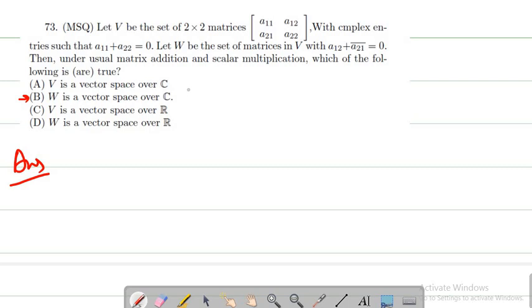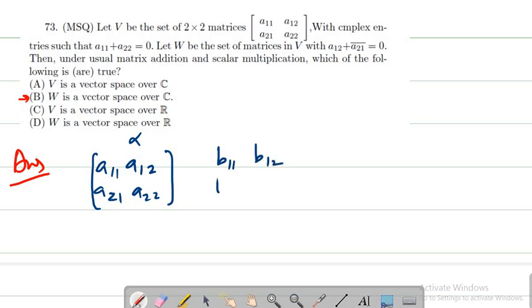Because if W is a subspace, obviously it has to be a vector space over C. So I'll just check that condition. If that is not true, I can directly remove that particular option. So let us take two vectors. Say I'll take a11, a12, a21, a22, this is my alpha, and I'll take b11, b12, b21, b22, and this is my beta. I'm taking them from W, and I'll take a constant scalar c from our field C.